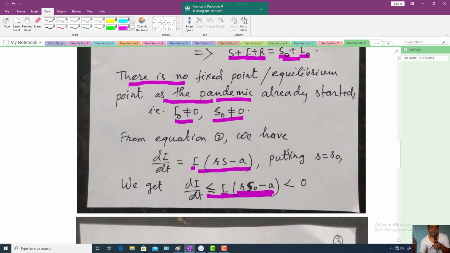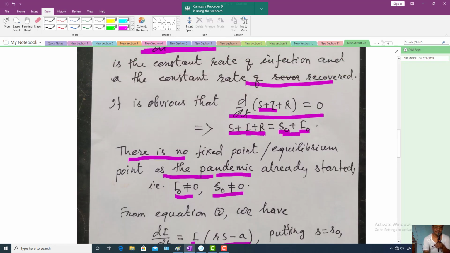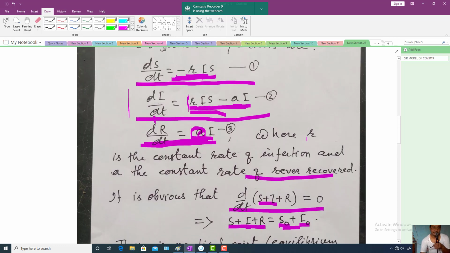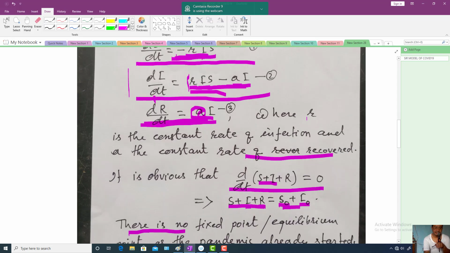Okay, so equation number 2, what does it say? It is the rate of increase of infected people. That is the concern of the health system around the world. The rate of increase of infected people, we want to lower this one. If we are able to lower this one, then we can control the pandemic. So the first thing is to investigate this equation.